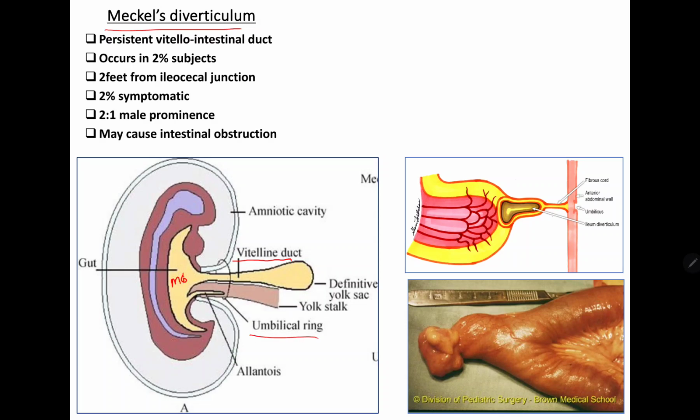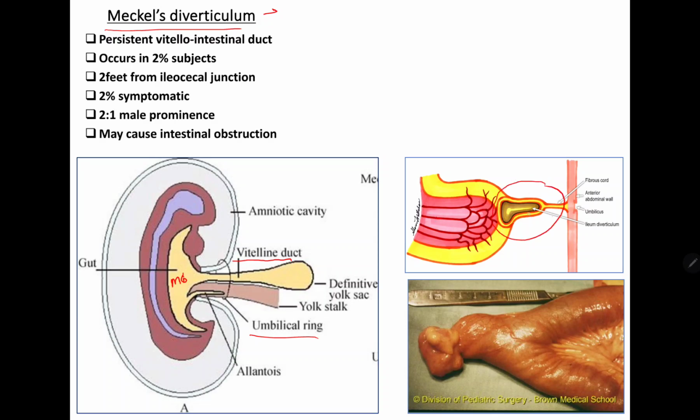Okay, through the umbilical ring. So during the course of development, this midgut loop, the vitellointestinal tract, will go back to the abdominal cavity. If this particular structure does not go back to the abdominal cavity, or it persists in the adult, it makes a diverticulum that is known as the Meckel's diverticulum.